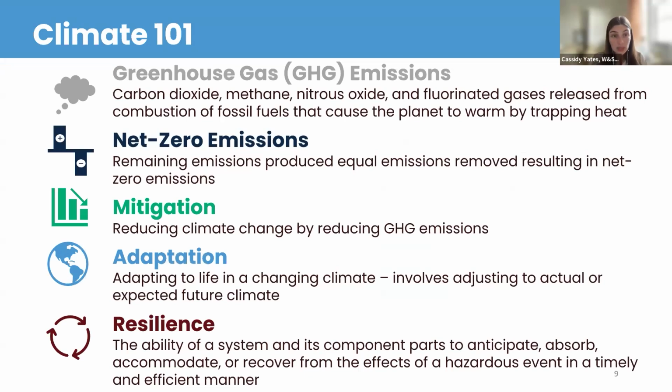Some of the key terms that we'll use throughout the presentation include greenhouse gas emissions. So this is carbon dioxide, methane, nitrous oxide, and fluorinated gases that are released from the combustion of fossil fuels like burning natural gas or gasoline and diesel. These gases are trapped in the atmosphere and then cause the planet to warm. So that's what's leading to those long-term extreme weather shifts that we're seeing, is really this global warming effect.